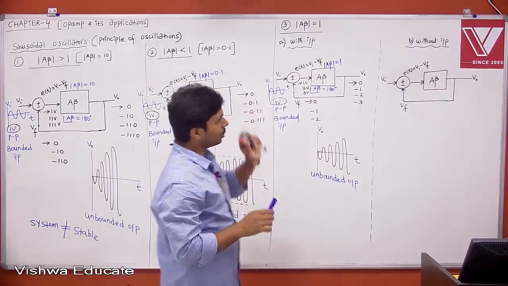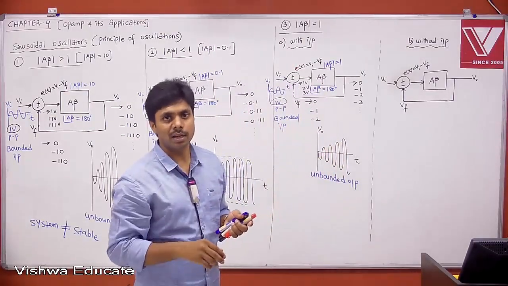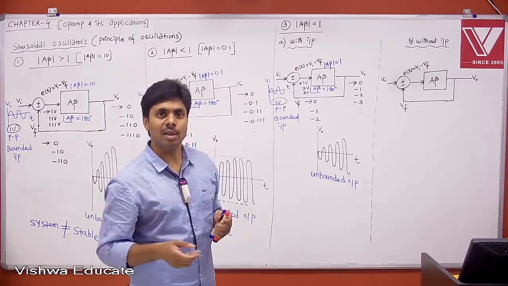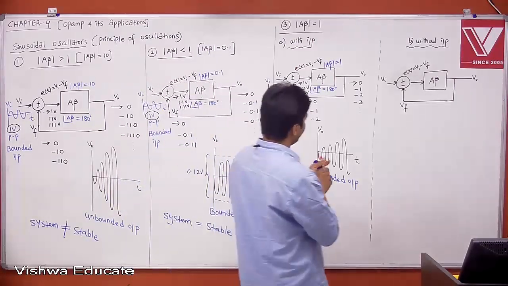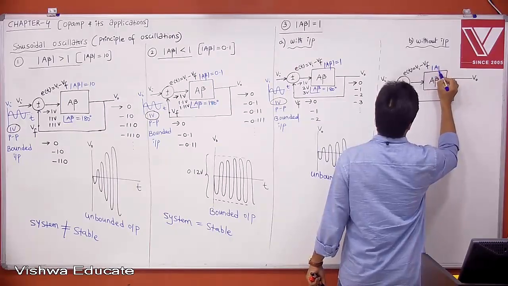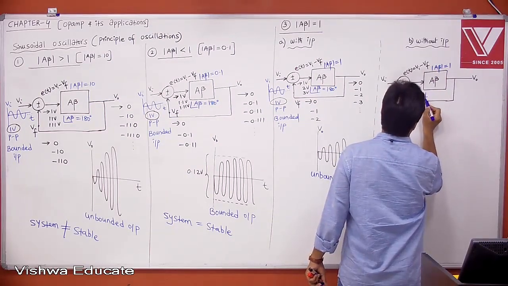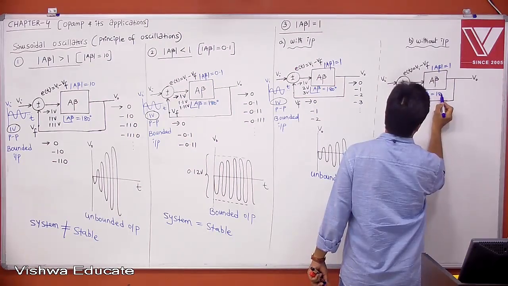Now without input. What do you mean by without input? I'm assuming something, but I'll explain the meaning of it. Input is there for some time. Therefore same thing, mod A beta. What is mod A beta? 1. Angle of A beta, which is 180 degrees phase shift.